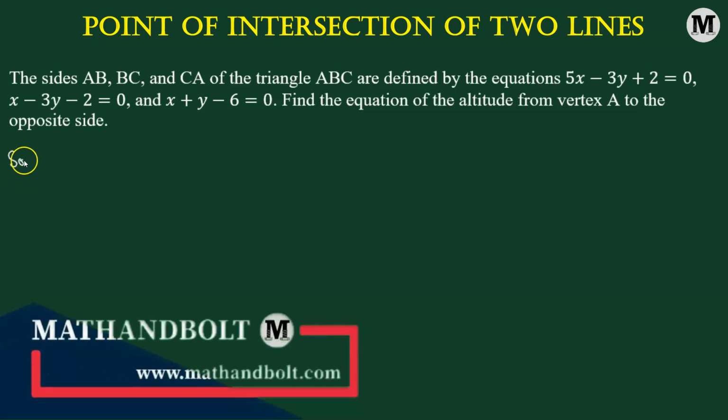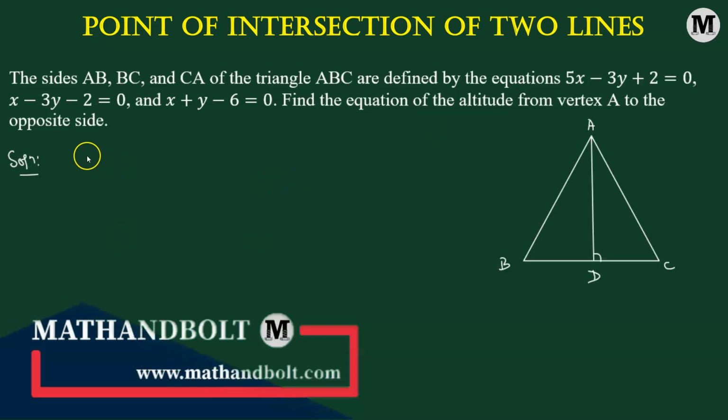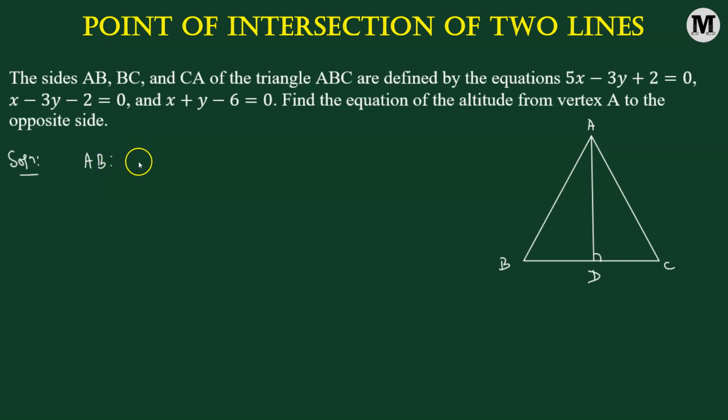Okay, let us begin. First, let's try to quickly understand the problem graphically. Here we have the triangle ABC. The side AB is represented by the equation 5x minus 3y plus 2 equals 0. Then we have the side BC, represented by x minus 3y minus 2 equals 0. And then the third side CA, represented by x plus y minus 6 equals 0. Now, our goal is to determine the equation of the altitude drawn from the vertex A to the opposite side. That means we need to find the equation of AD.